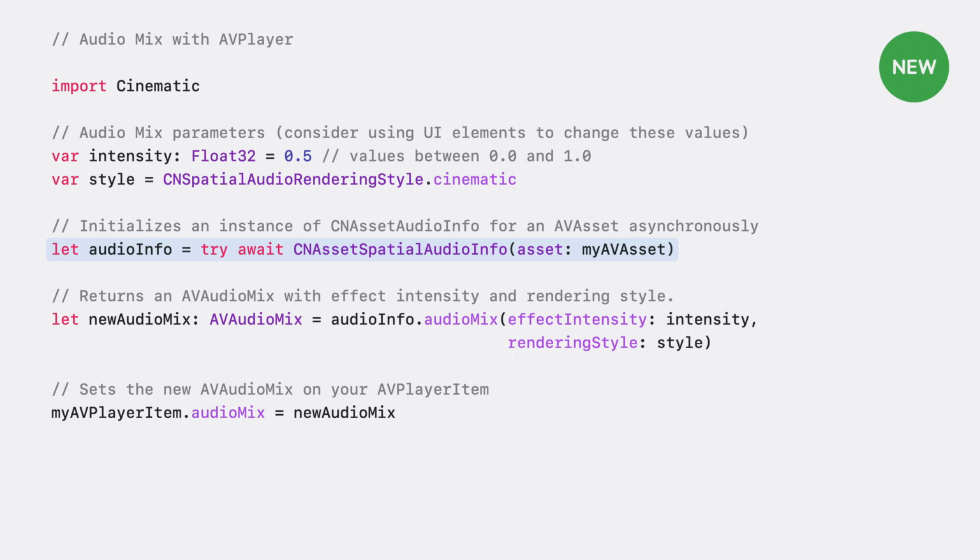For example, in the next line, run audioinfo.audiomix. This creates an AV audio mix using the current mix parameters. And then set this new mix on the audio mix property of the AV player item. And that is all you need to start using audio mix in your AV player app.